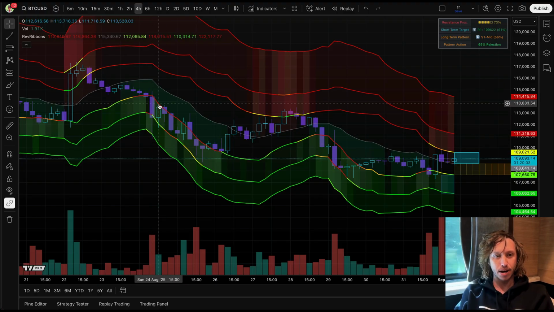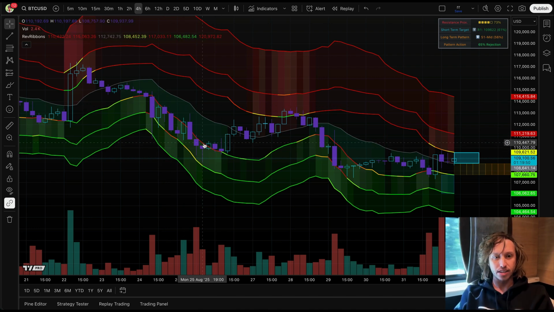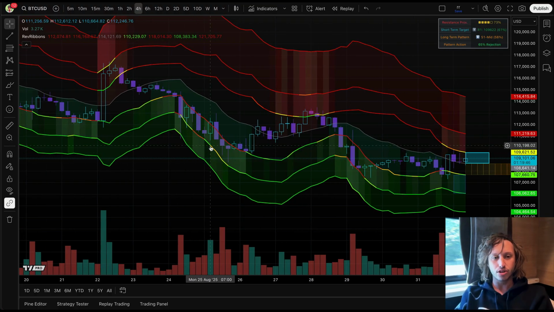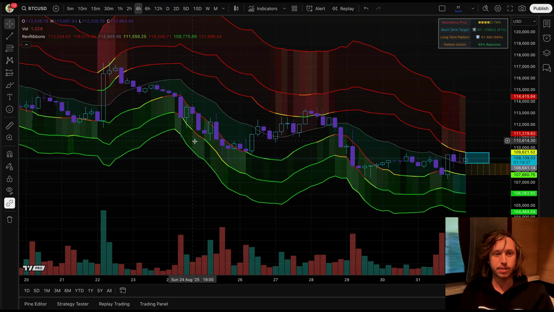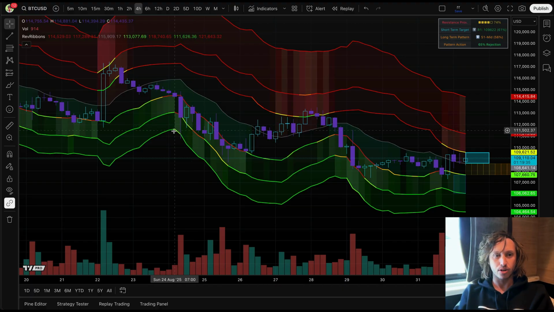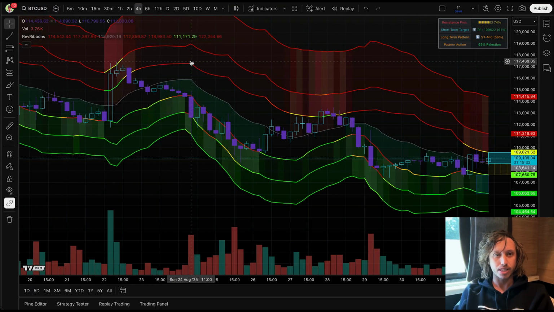That had a nice bounce to the support ribbon 1. Sorry, this is support ribbon 3. Had a nice bounce up into support ribbon 1, but then once it hit support ribbon 1, it kind of bounced back and forth between those 2 bands before it found a low down here. So again, it's usually best to use this indicator not just on one time frame, but kind of cross-reference it on different time frames to get the best results and best ideas for what's happening in the market.